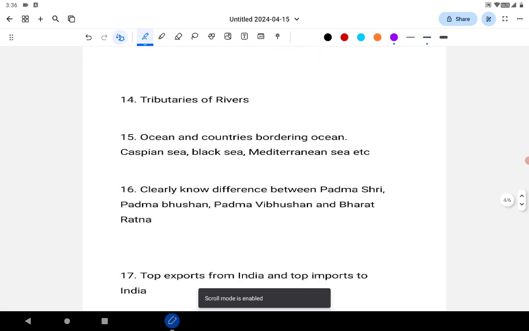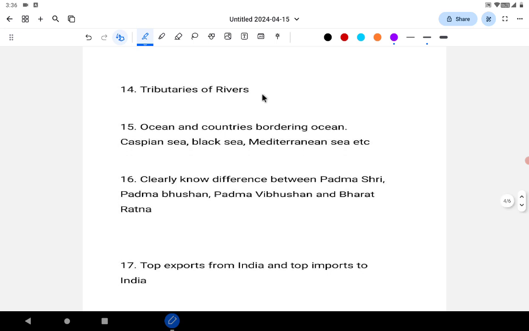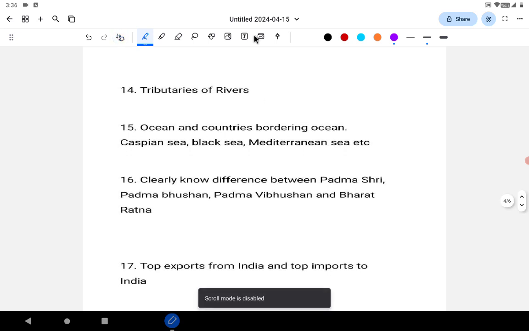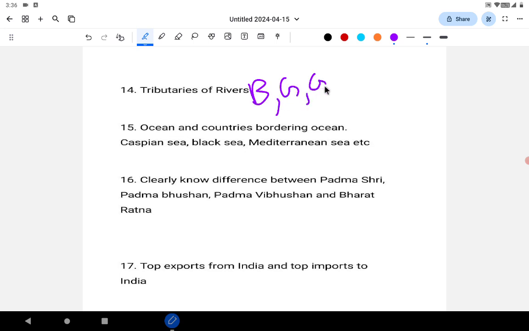Next is tributaries of rivers. This is another important area. Normally UPSC has asked many times about the tributaries of rivers. Tributaries of rivers: Brahmaputra, Ganga, Godavari, Indus, etc. Try to know the tributaries of important rivers. I think they have asked a question on Teesta.